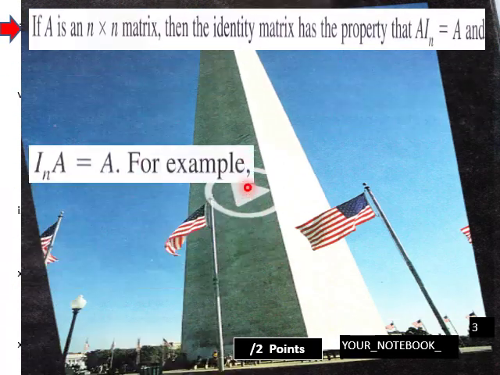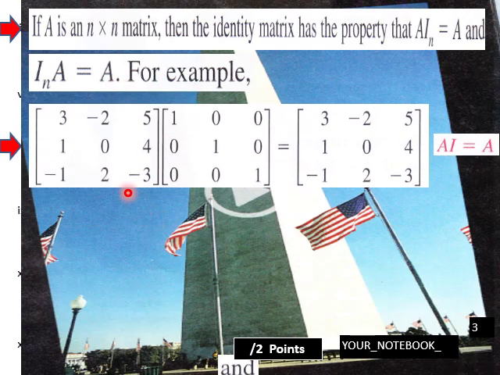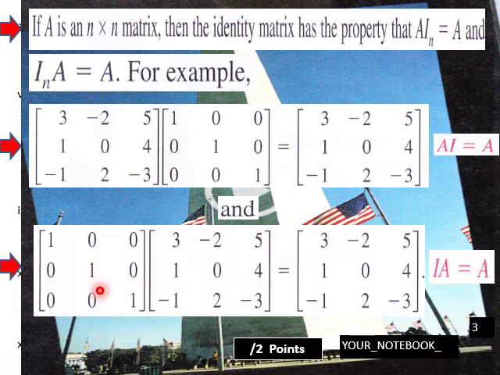So for example, if A is an n times n matrix, then the identity matrix has the property that A times I sub n equals A, and I sub n times A would also equal A. For example, in this situation we have A and our identity matrix here, ones here, zeros everywhere else, which will equal back to A again by multiplying A times our identity. AI will equal A, and IA will equal A as well.